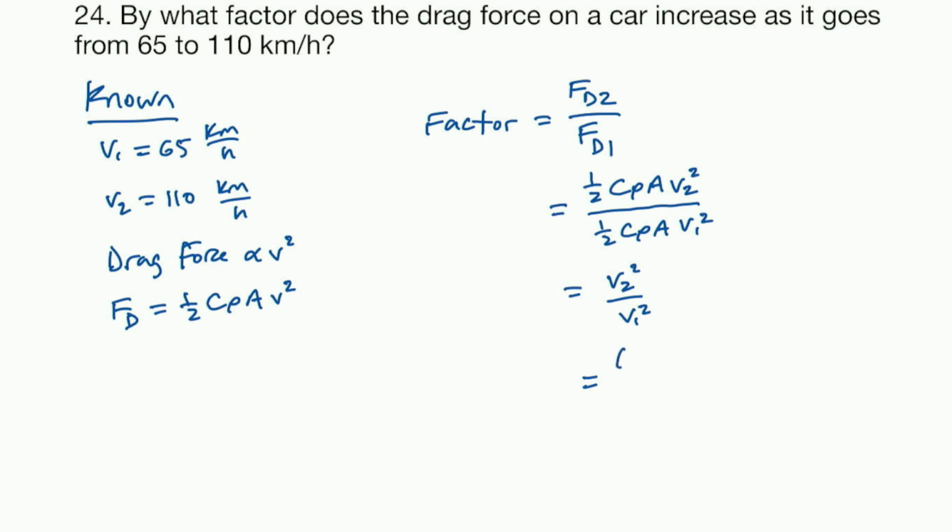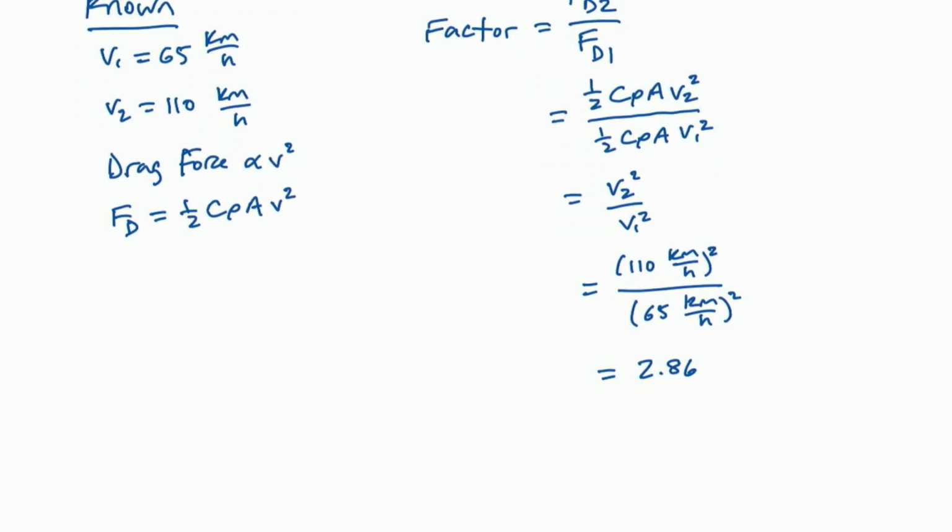Okay, so we will have 110 kilometers per hour squared divided by 65 kilometers per hour squared. I did this computation and I got 2.86. So that is the factor the drag force increases by when the car goes from 65 to 110 kilometers per hour. I hope you found that helpful.